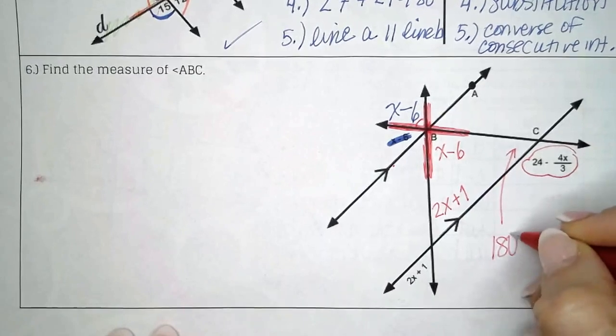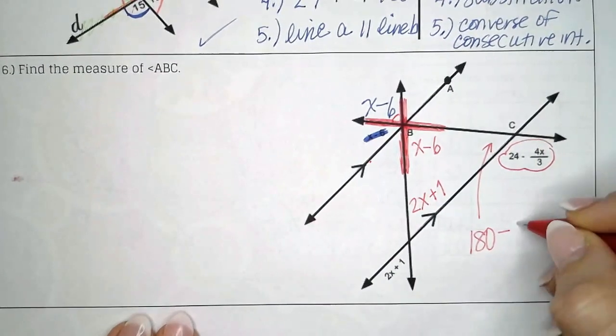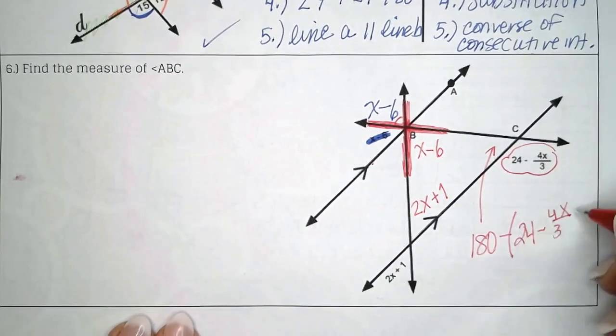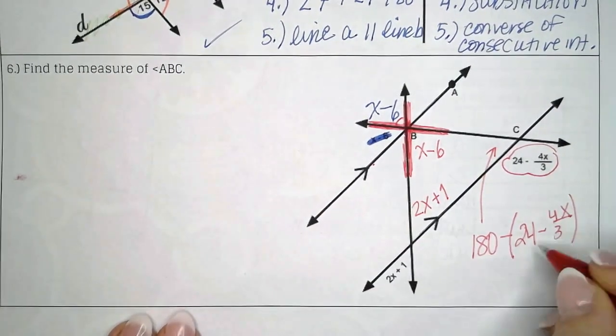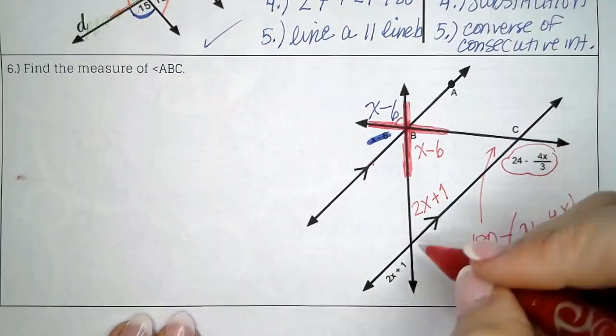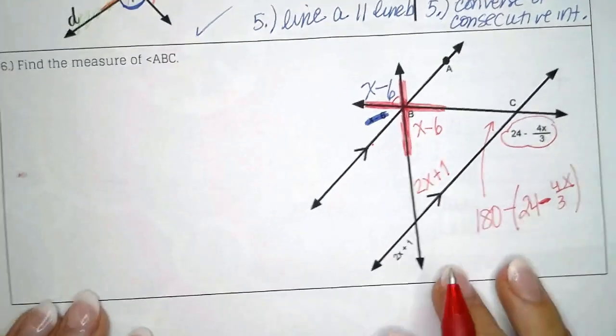So 180 minus, here's the common error though. People just do 24 minus 4 over 3x. This needs parentheses around it. That's what is the money step right there. Now, what do you know about the sum of all the angles? Yeah, when you add all the angles of a triangle, it equals 180.